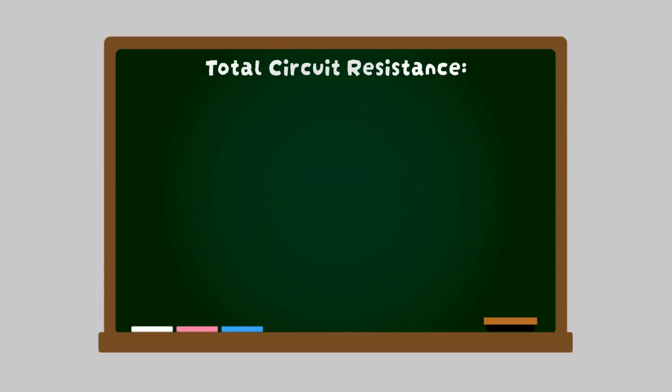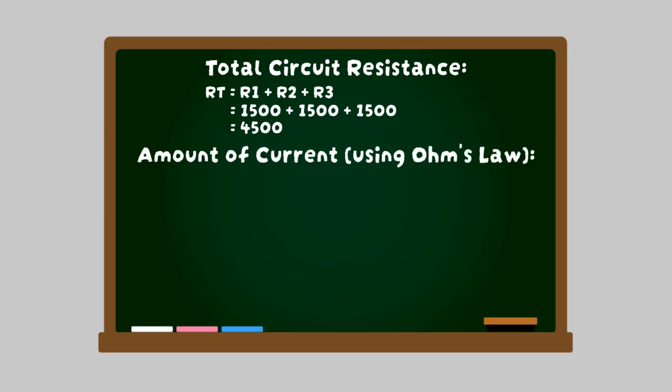Well, let's do the math. First, we find our total circuit resistance. In this case, 1500 plus 1500 plus 1500. Then we use Ohm's law to find the amount of current in the circuit. AT equals VT divided by RT. In this case, 12 volts divided by 140 ohms, and that equals a 375th of an amp.